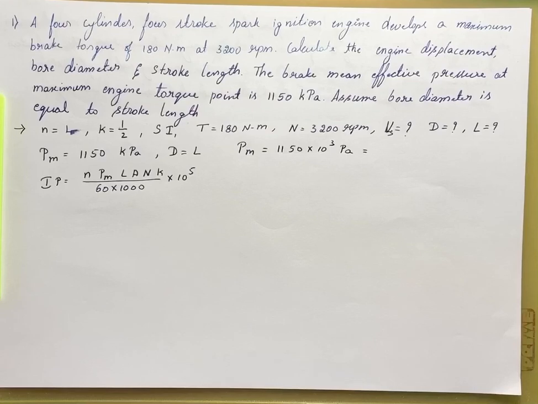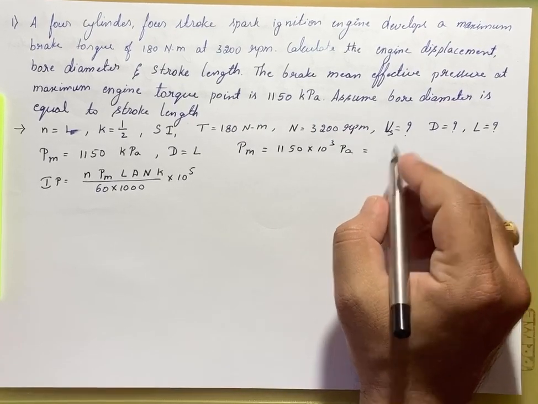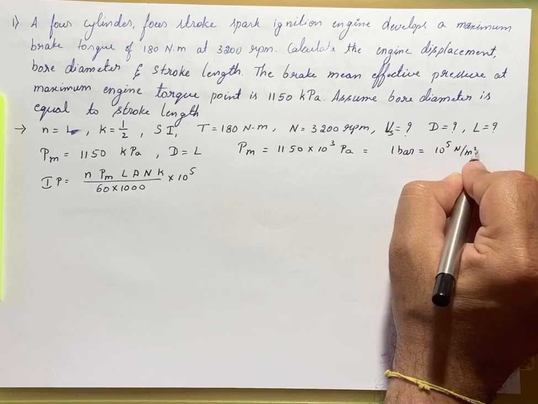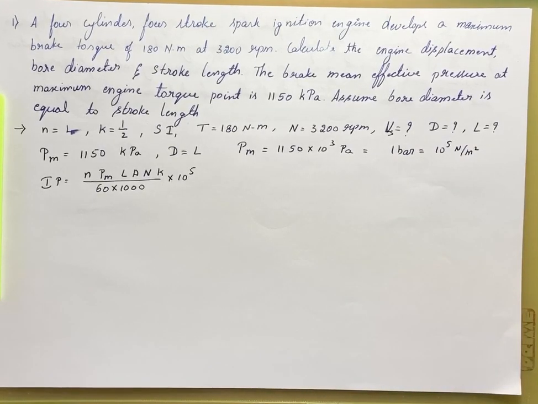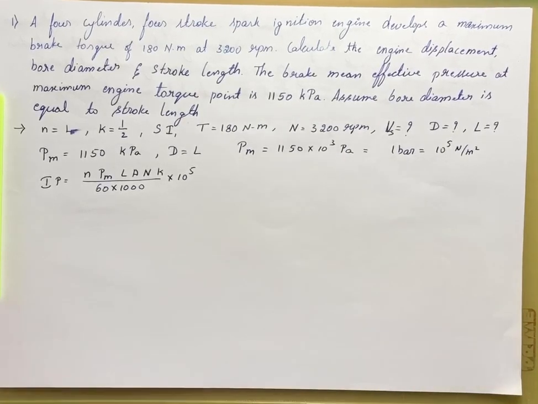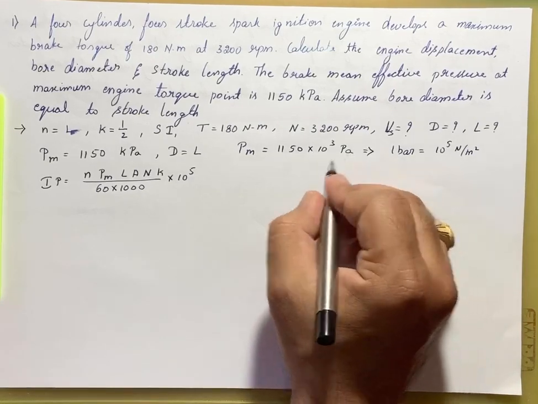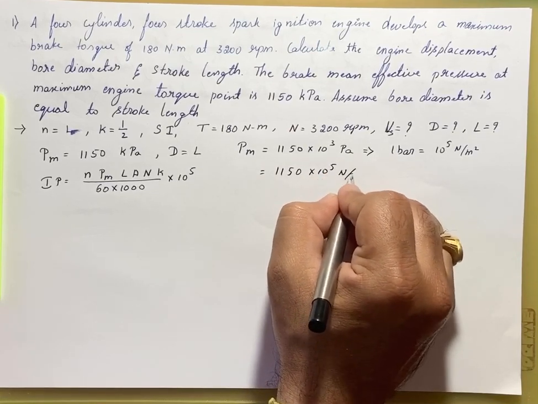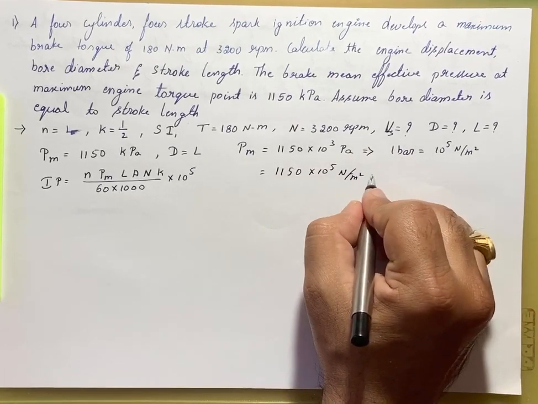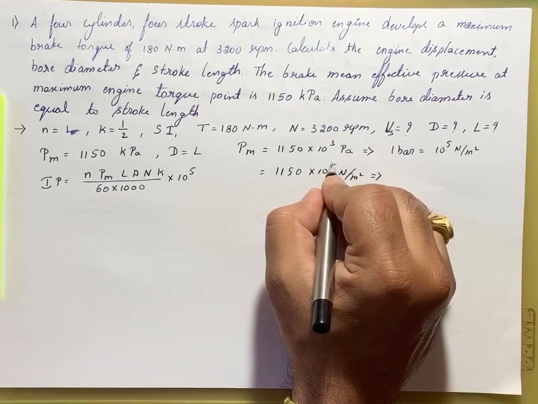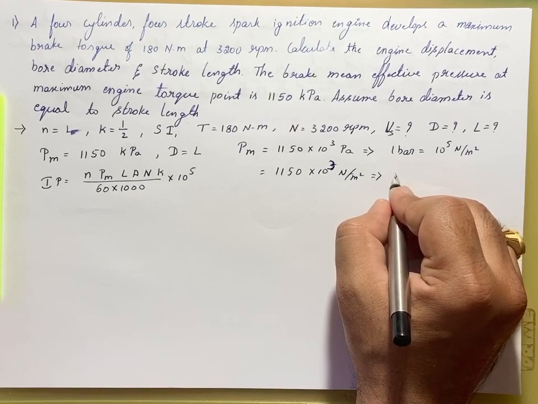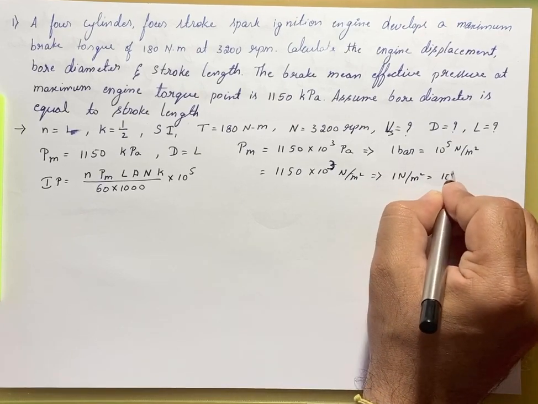Right. Now because we have taken this in terms of bar, we have 1 bar is equal to 10 raised to 5 Newton per meter square, but this is in terms of pascals. Pascal is nothing but Newton per meter square, so 1 pascal is 1 Newton per meter square, that we need to convert in terms of bar. Sorry, this is 10 raised to 3 here. So this becomes 1 Newton per meter square is equal to 10 raised to minus 5 bar.